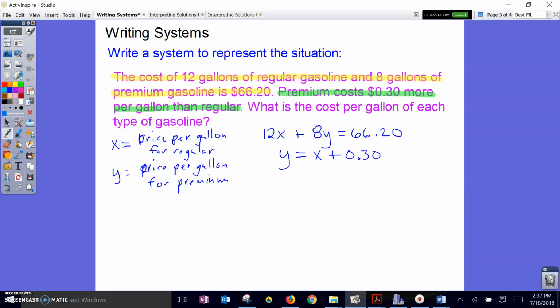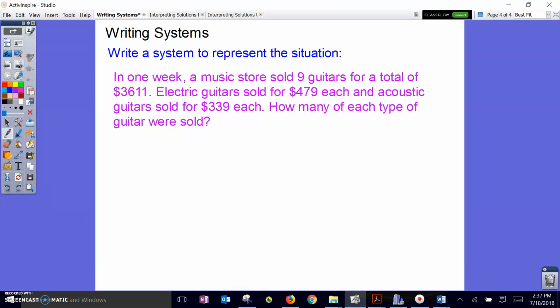All right, one more example. In 1 week, a music store sold 9 guitars for a total of $3,611. Electric guitars sold for $479 each, and acoustic guitars sold for $339 each. How many of each type of guitar were sold? Okay, so we're looking for how many of each type of guitar were sold. So we'll let X be the number of electric guitars, and we'll let Y be the number of acoustic guitars.